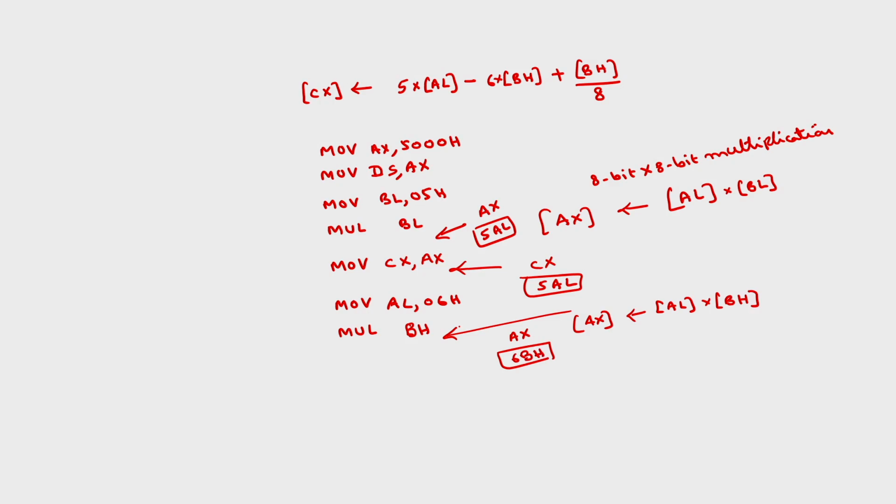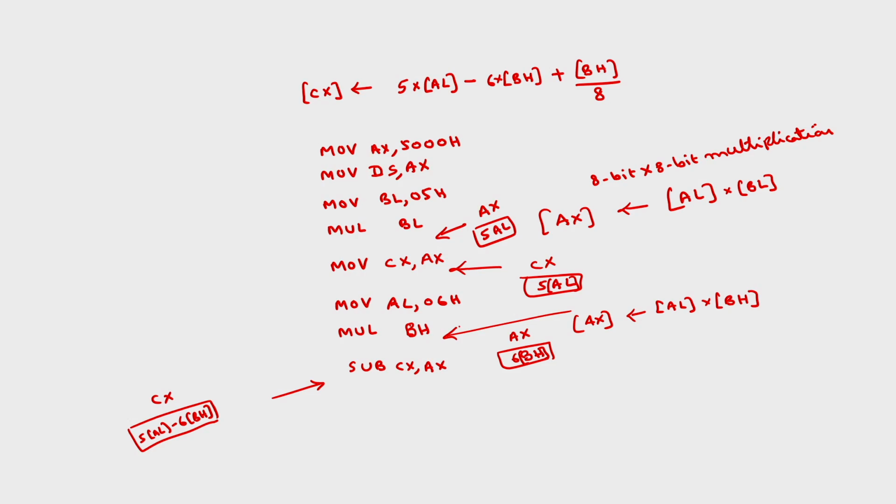5 AL is present in the CX register and 6 into BH is present in the AX register. Now, you have to subtract one from the other. Okay. For that you have to subtract this 6 BH which is there in AX from CX, SUB CX comma AX. So, here CX contains now 5 into AL minus 6 into BH. Okay. Then you have to perform BH by 8.